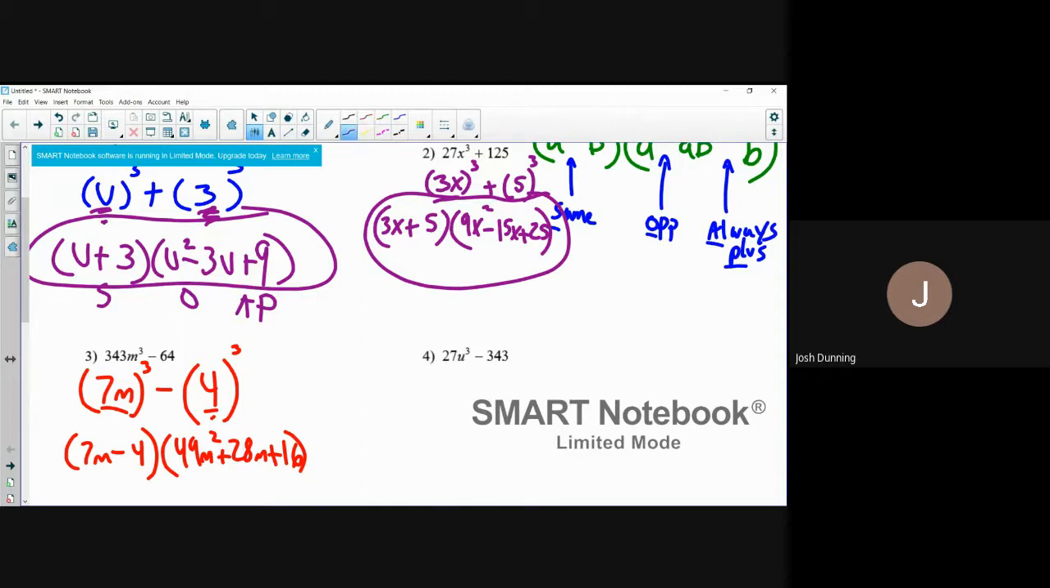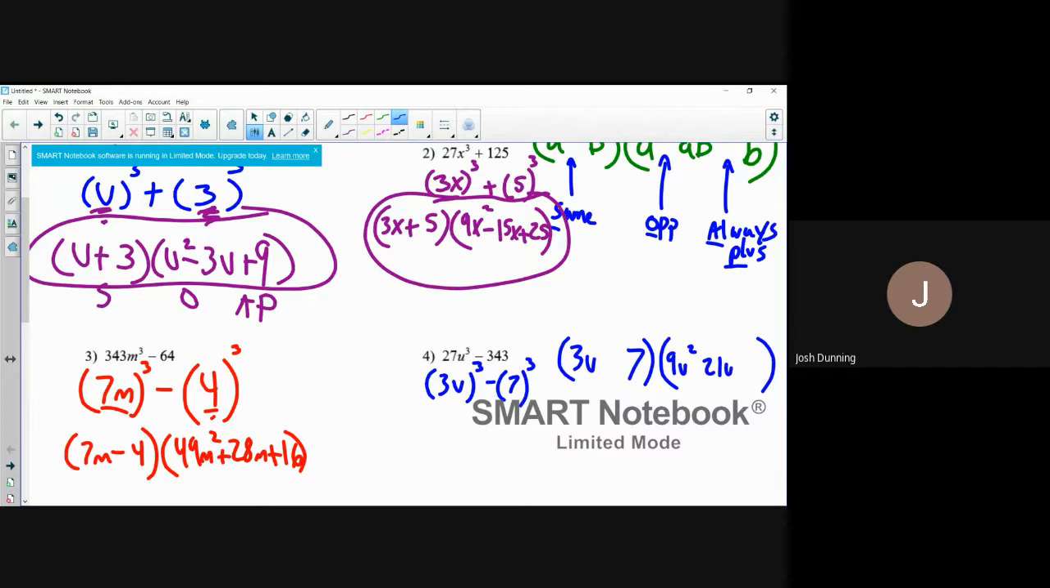Number 4, that'll be 3u to the third and 7 to the third. Three u and then 7. The first one, then the second one. Then the first one squared. 3 times 3, 9. U times u squared. Then you multiply them, so 21u.